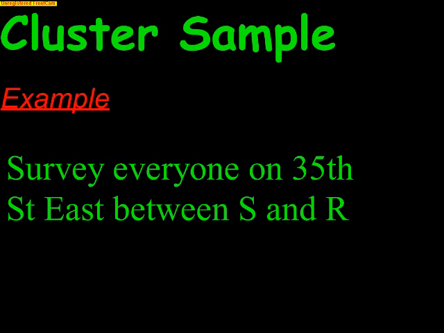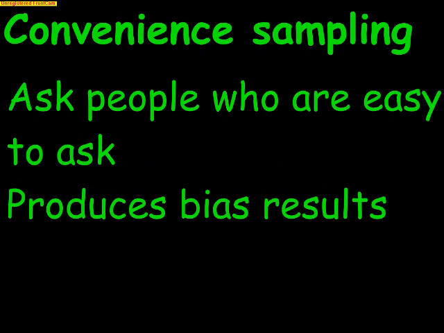Next type of sampling is convenience sample. This asks people who are easy to talk to. And this is, it says bias, it should say very biased. This is very biased. Convenience sampling is not the best way to sample people. In fact, it's one of the poorer ways to sample people.